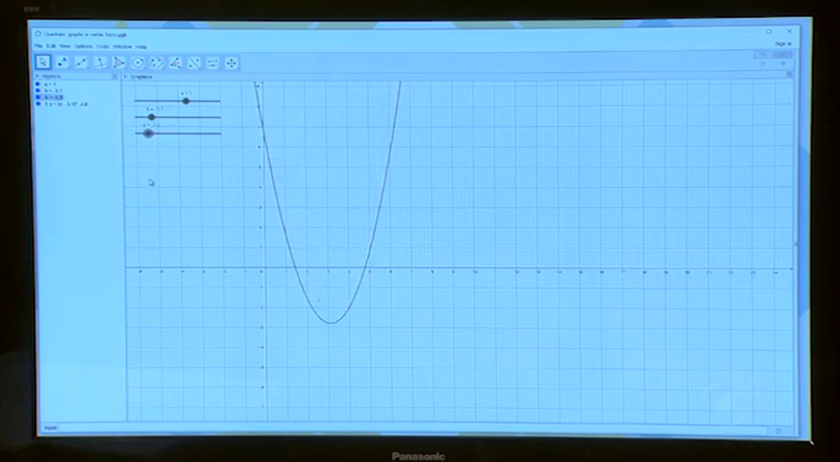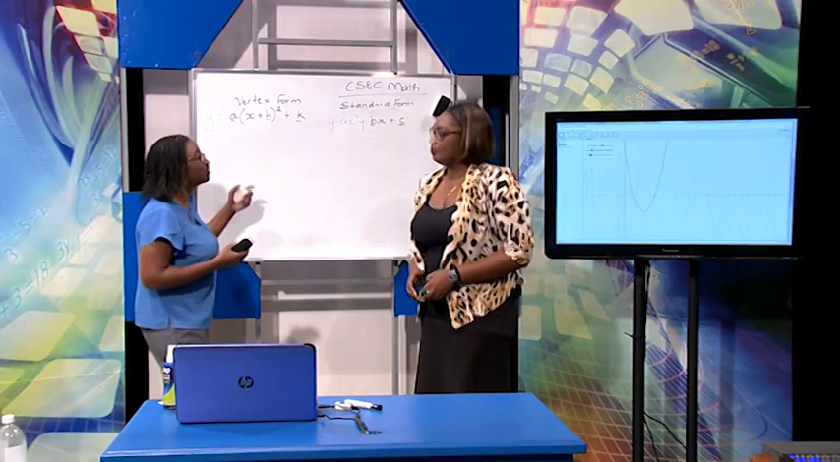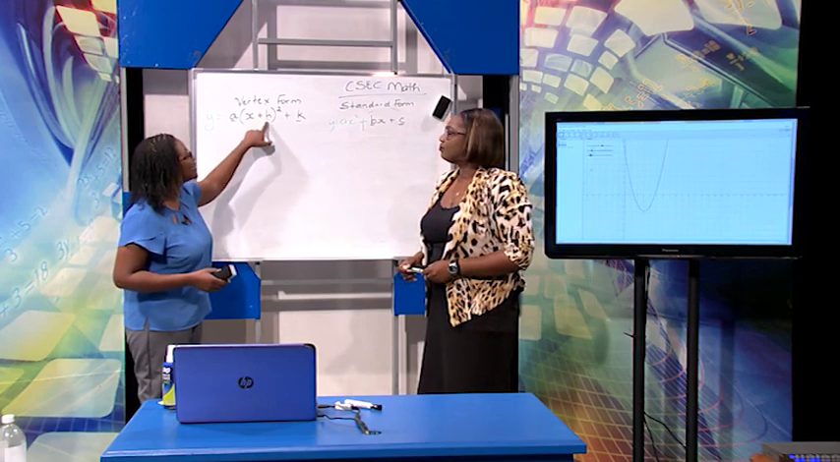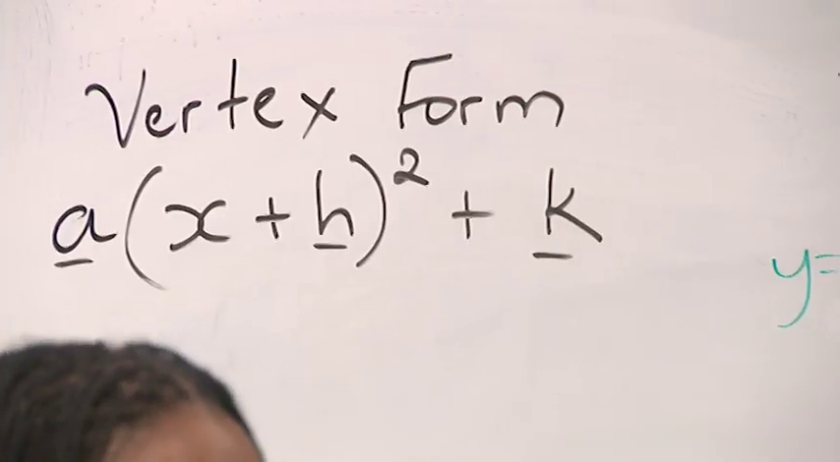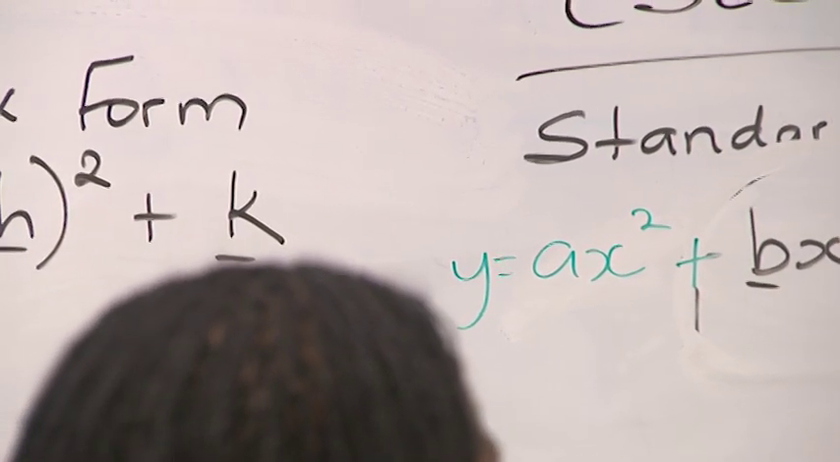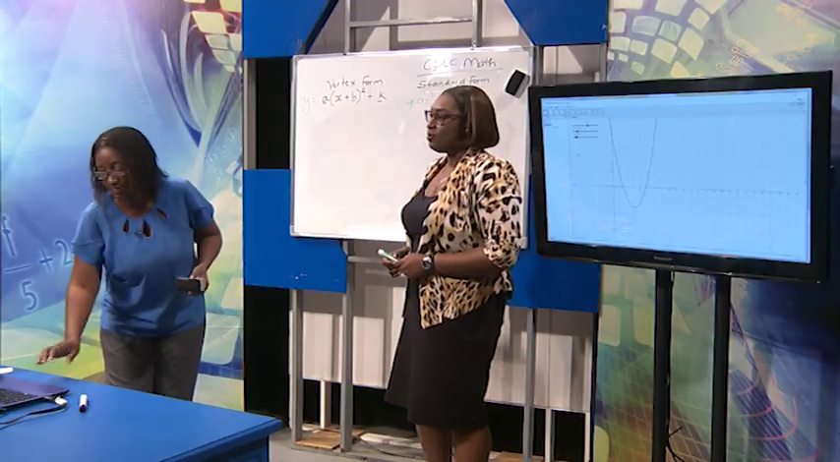All right, and I want to point out that this is called the vertex form for a reason. We mentioned earlier about vertex. And so what we're seeing here is that our H and our K values, if we look closely, are actually giving us the vertex of the graph. That is true.